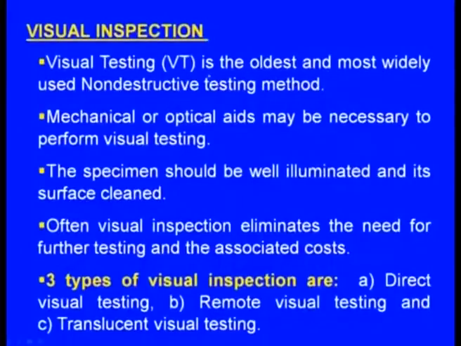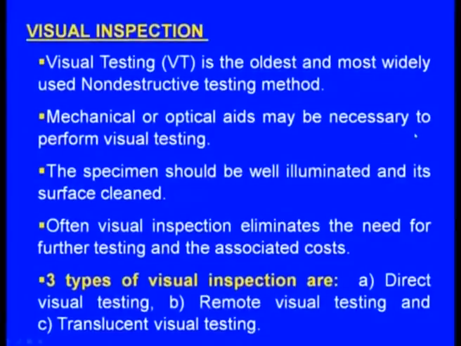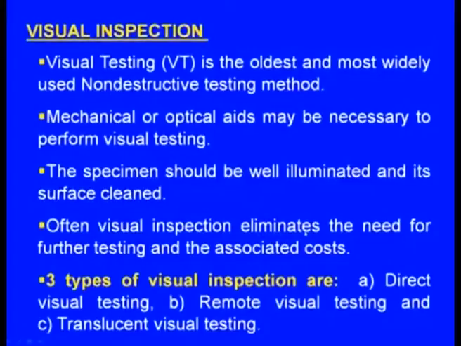Visual testing, VT, is the oldest and most widely used non-destructive testing method. Mechanical or optical aids may be necessary to perform this visual testing. The specimen should be well illuminated and its surface cleaned. Often visual inspection eliminates the need for further testing and the associated costs.